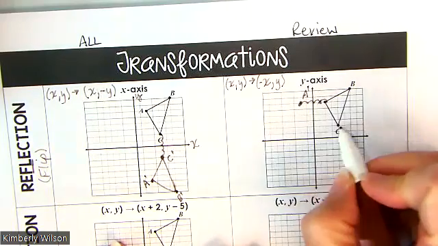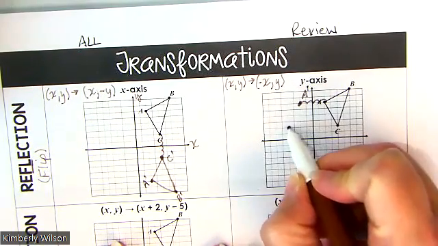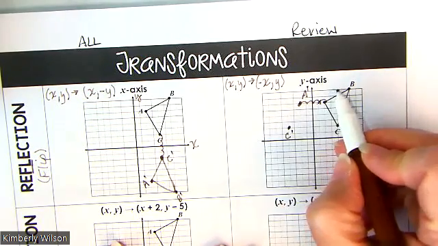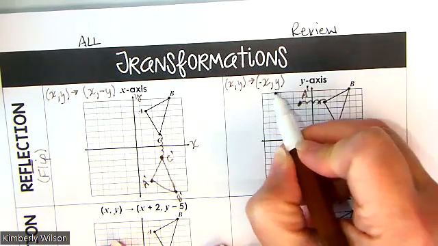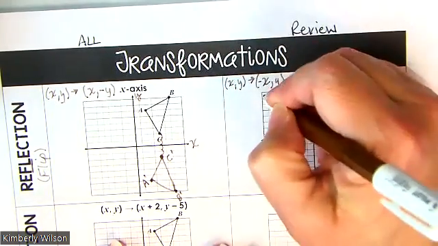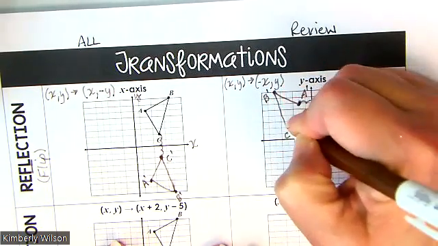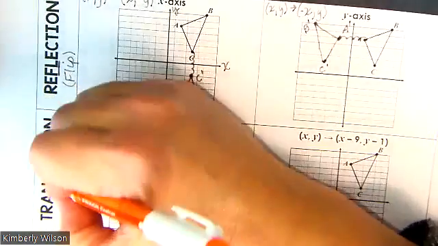So for C, this is at positive 4. So I'm going to go to negative 4. For B, this is at 2, 4, 6, so B is going to be at 2, 4, negative 6. And now we play connect the dots. And there's our figures. Next transformation. So that was reflections, where we flip.